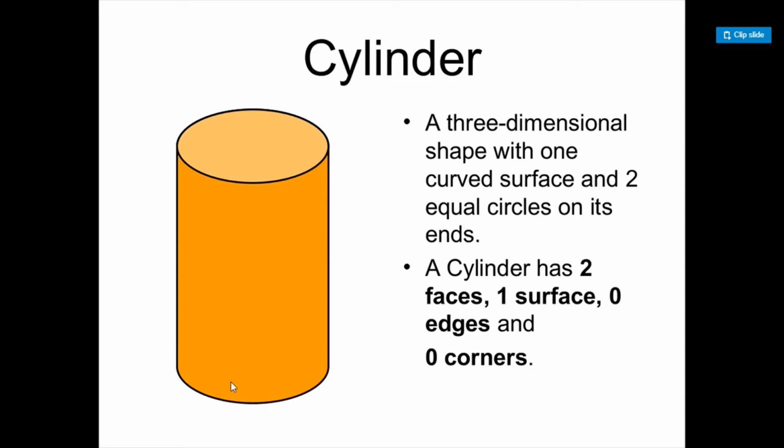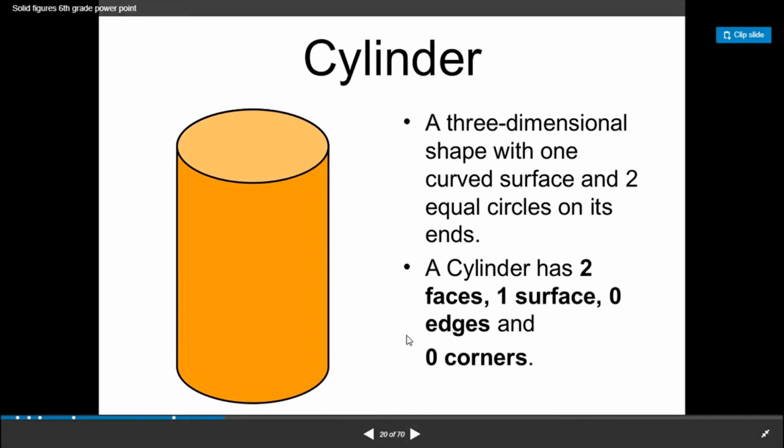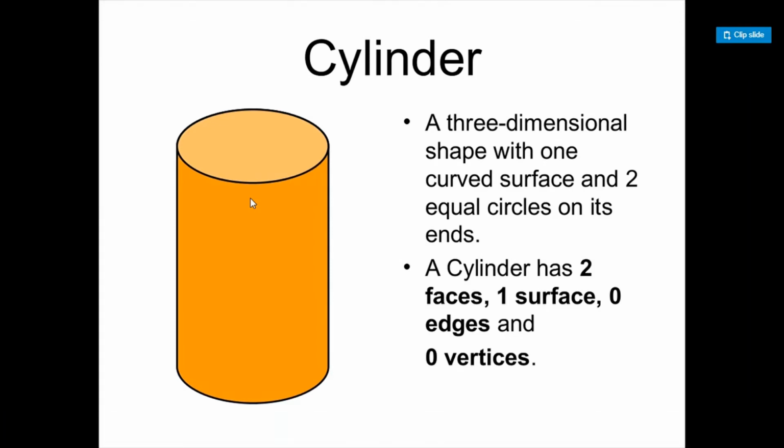So cylinder is a three-dimensional shape with one curved surface, two equal circles on its end. So two faces, 1 and 2, one surface, which is this one, zero edges, zero corners, and at the same time zero vertices.